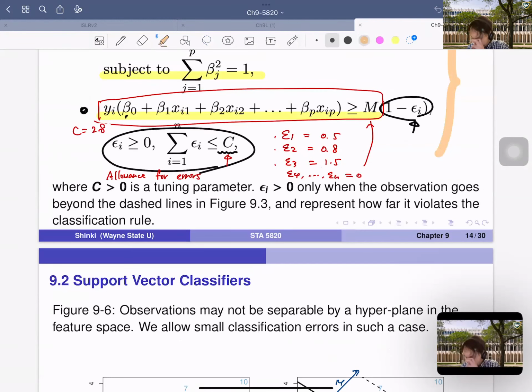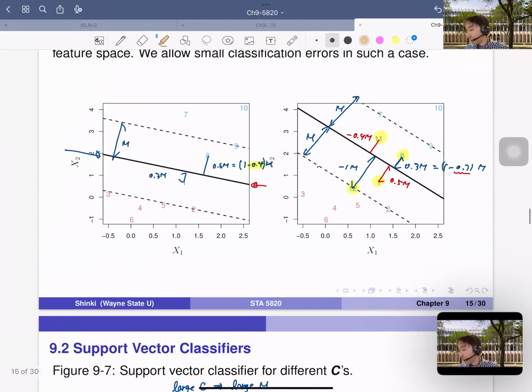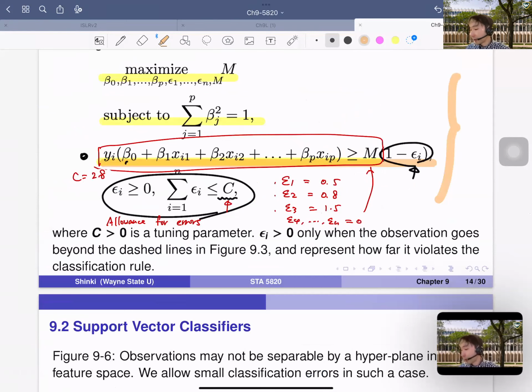So this part. Just consider this equation and consider what epsilon is. If the margin from the boundary is more than m, then basically the observation satisfies the condition, so we can just set epsilon i equal to 0. And if the observation violates the margin of m in feature space, then we have some penalty, but the penalty is allowed by this parameter C.